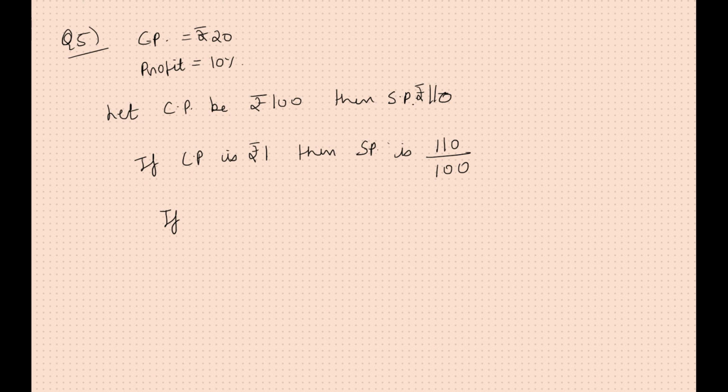If cost price is 20 rupees, then selling price is 110 upon 100 into 20. On solving, so 22 rupees is your answer, children.